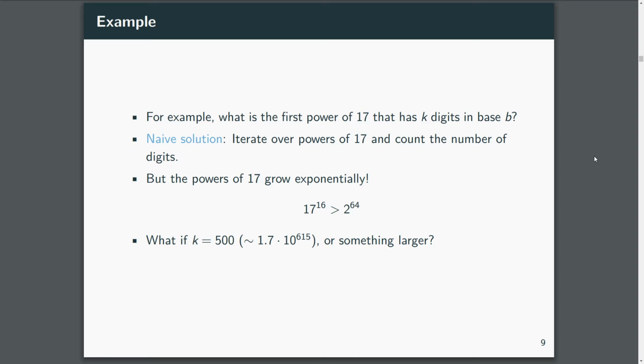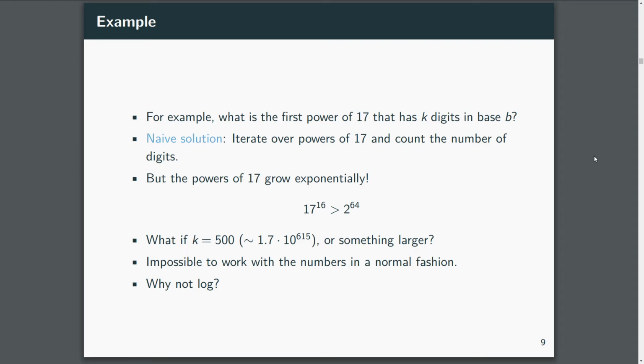But of course we're raising 17 to some power, so this grows exponentially. And 17 to the power of 16 is greater than 2 to the power of 64. So what if k is a large number, such as 500? Very quickly, these numbers are going to be too big to work with, even if you have a big integer class. They're just going to be too large for memory, the operations are going to become slow.